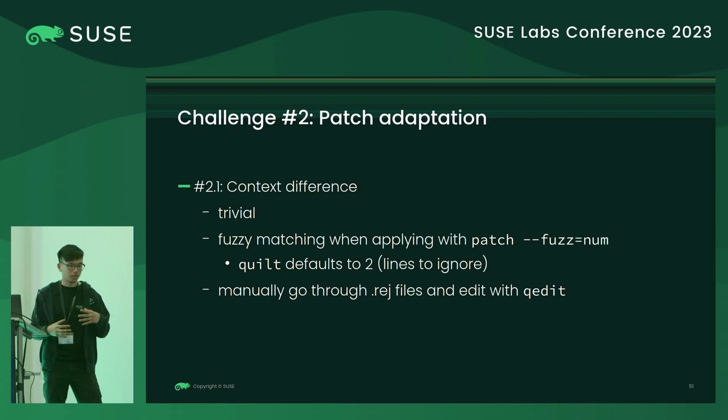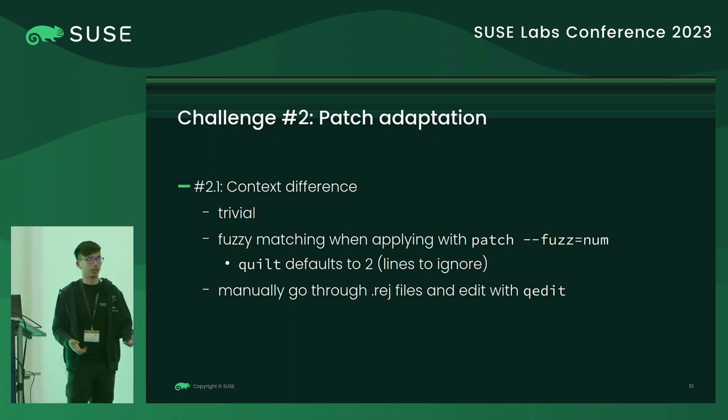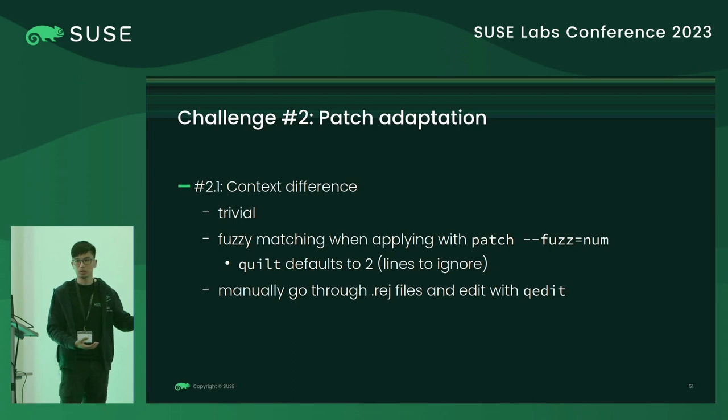And this kind of challenge is actually quite trivial. So adapting the context, you don't really need to know that much about the inner workings or how the code works. A lot of the time, it's just simply changing a few lines. And to deal with that, I think a quite common practice is to apply the patch with some fuzz. Fuzz is a kind of heuristic that allows the patch to be applied with some context lines ignored. And in our downstream SUSE kernel, we usually use quilt to manage the patches.